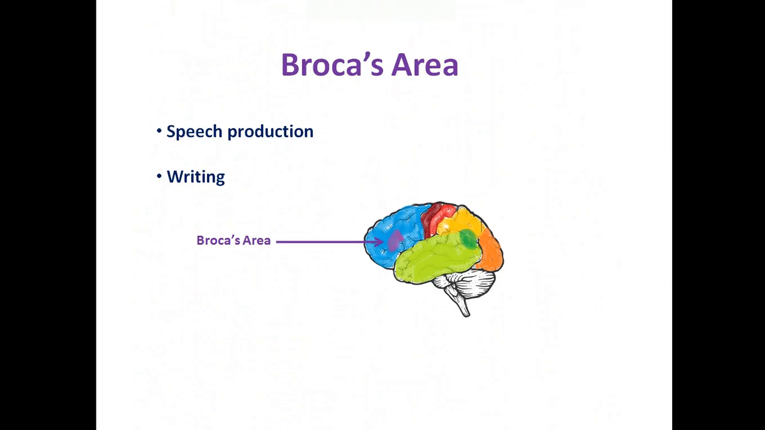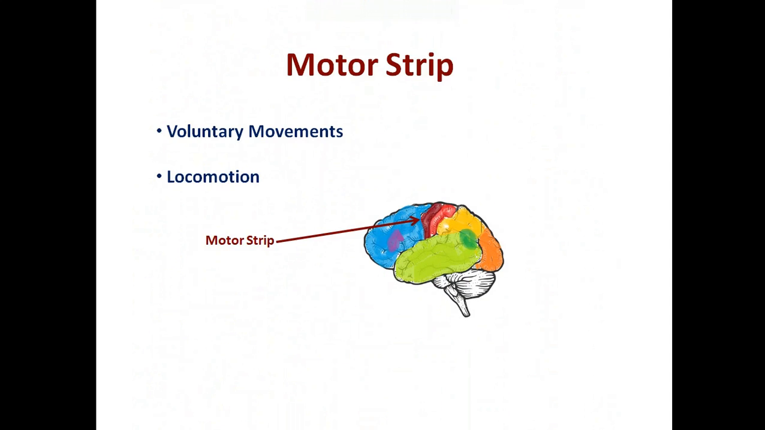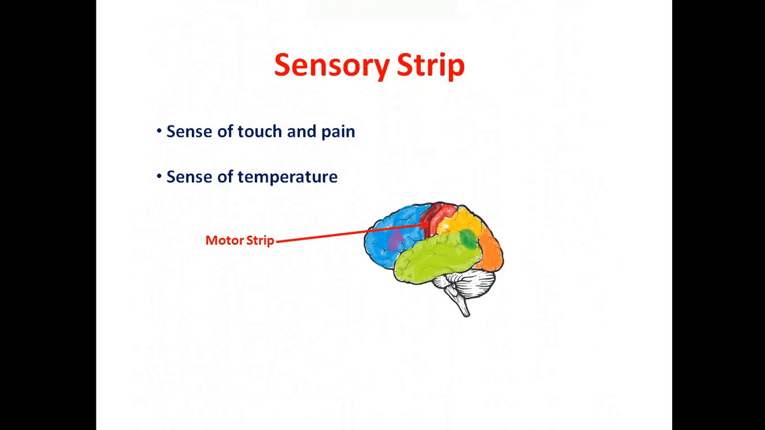Broca's area. Well, it is involved in speech production and writing. Motor strip. It controls voluntary movements of the body and locomotion. Sensory strip. Sense of touch and pain, and sense of temperature.